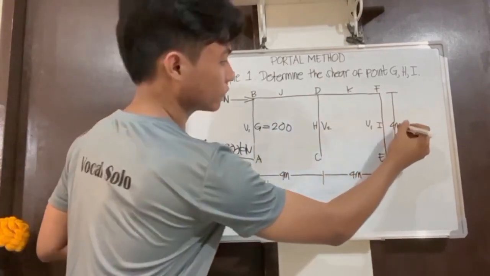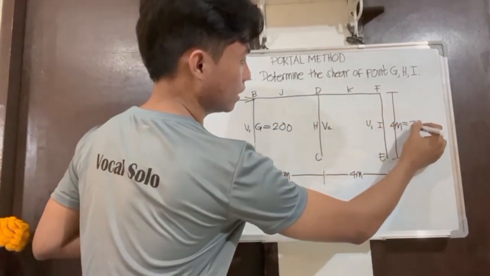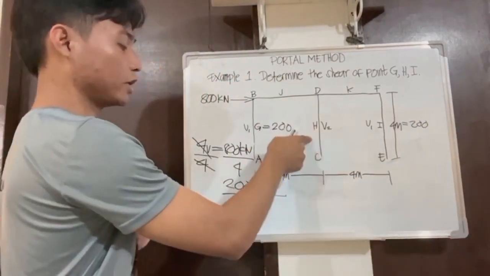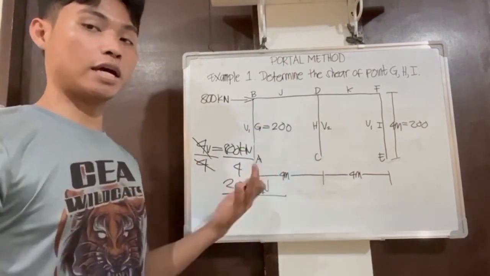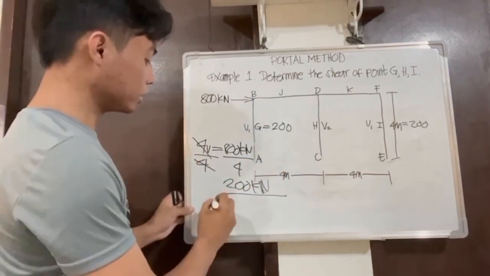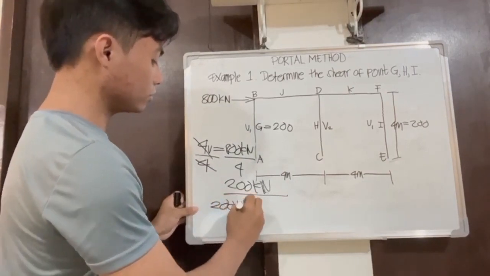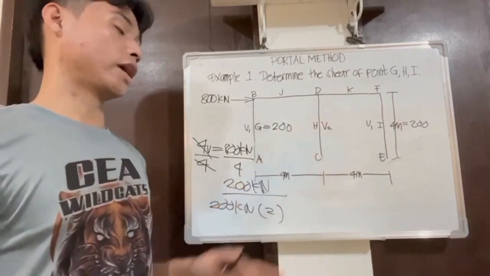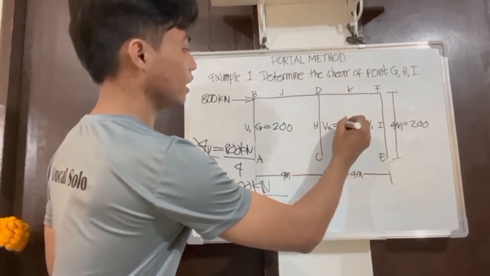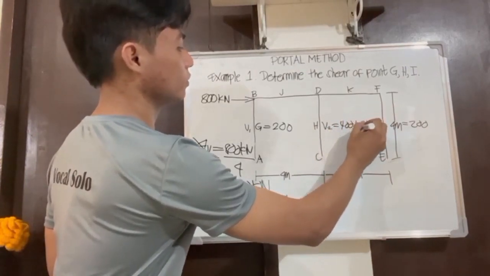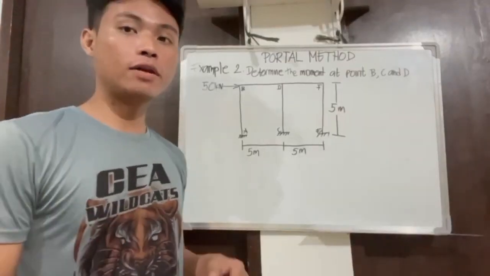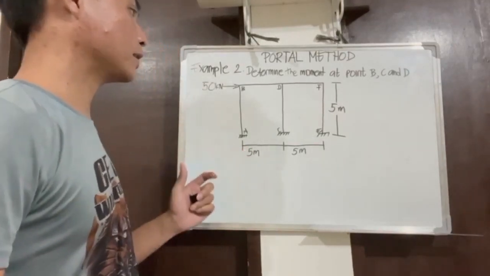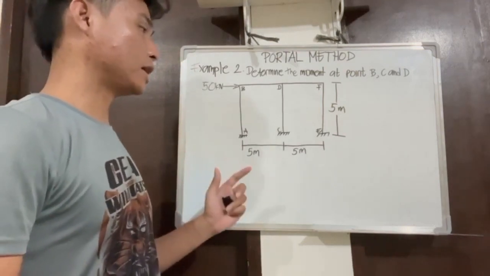Ang I pod is 200 pod siya. So ang nakabutang sa assumption nato is ang interior is double man siya sa exterior. So we have to multiply 200 kilonewton by 2 para makuha nato ang H. So we have 400 kilonewton. And now let's proceed to example number 2, which is determine the moment at point B, C, and D.